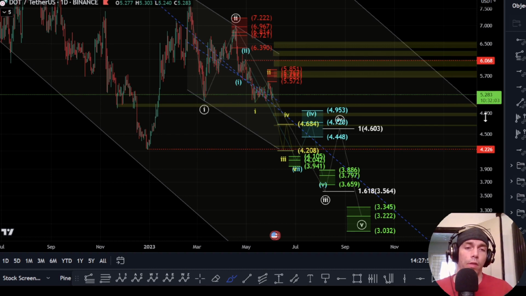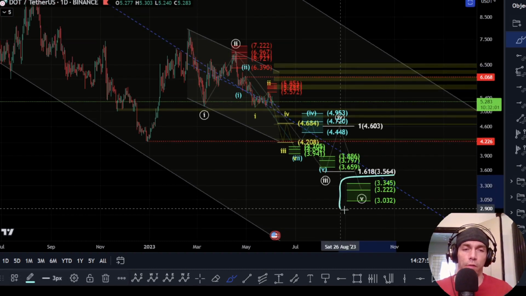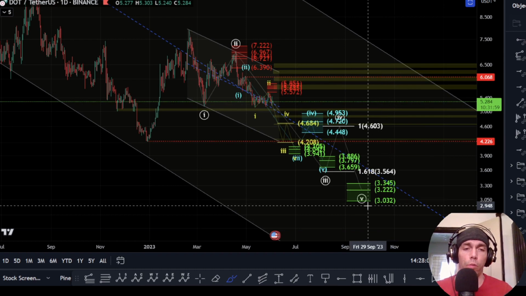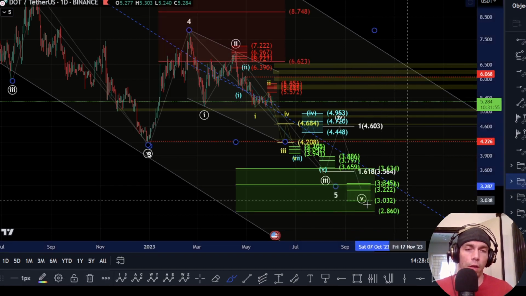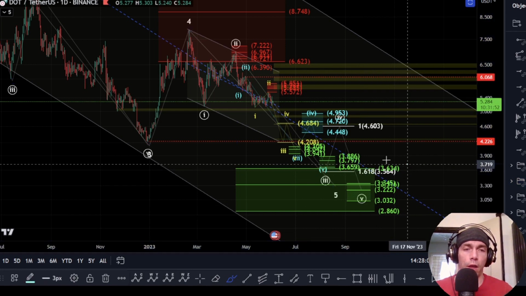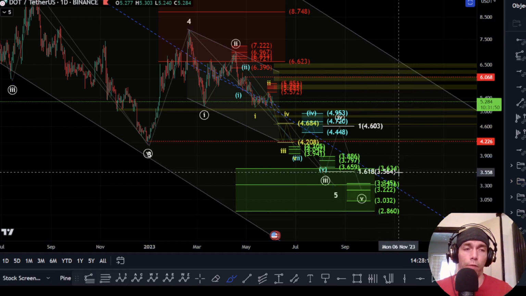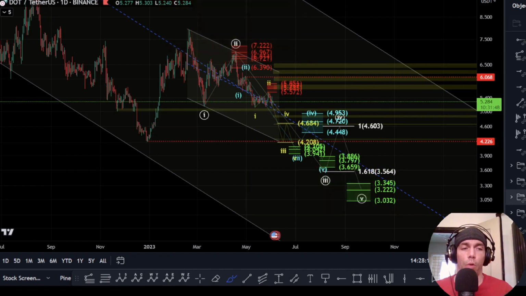The other way that we could see this play out, so this would actually look to drop us down here towards this $3.34 to this $3.03. Now if I overlay this count again, what we could see here is this would actually bring us right into that target area for this fifth wave. So we need to just keep an eye on the way that it's developing.